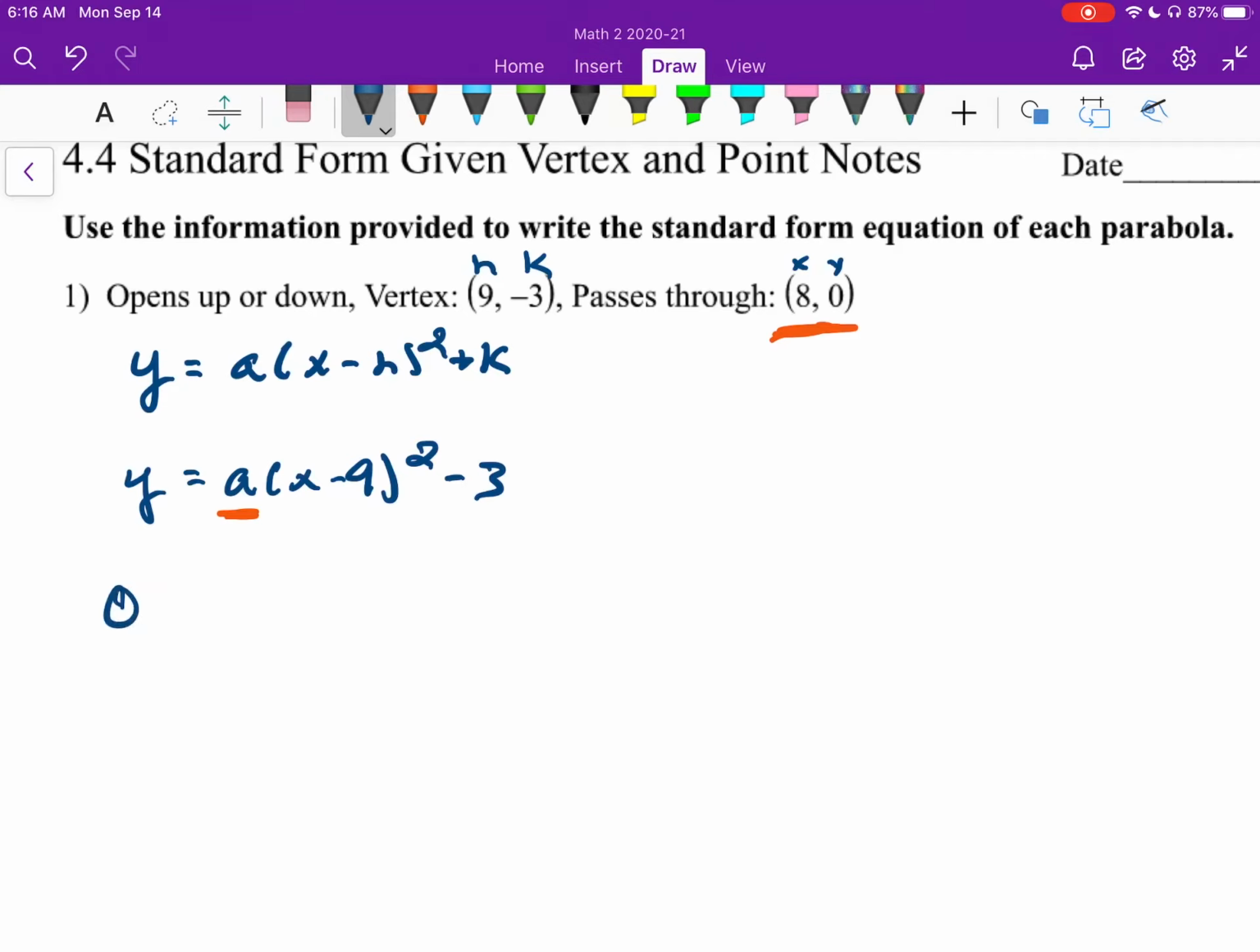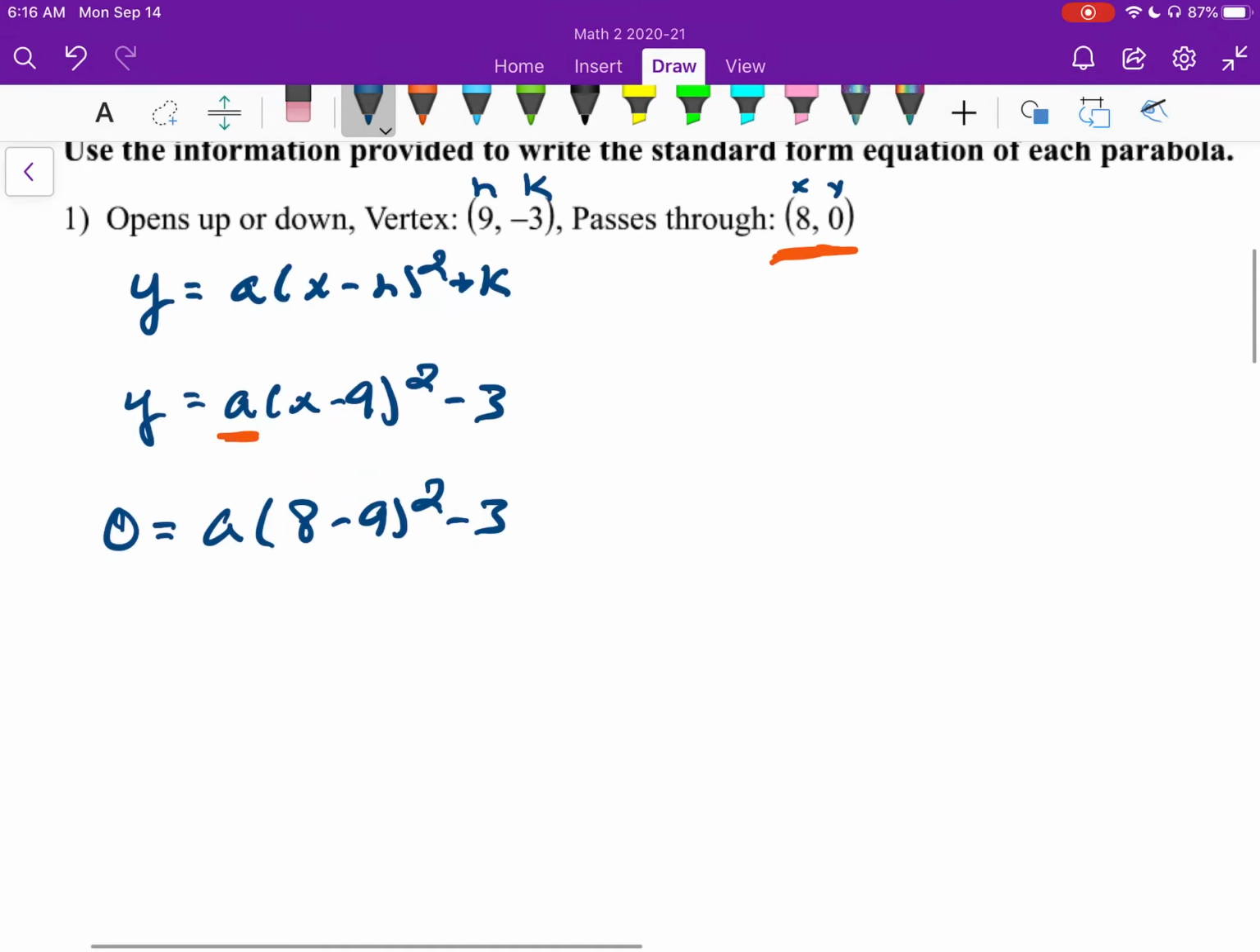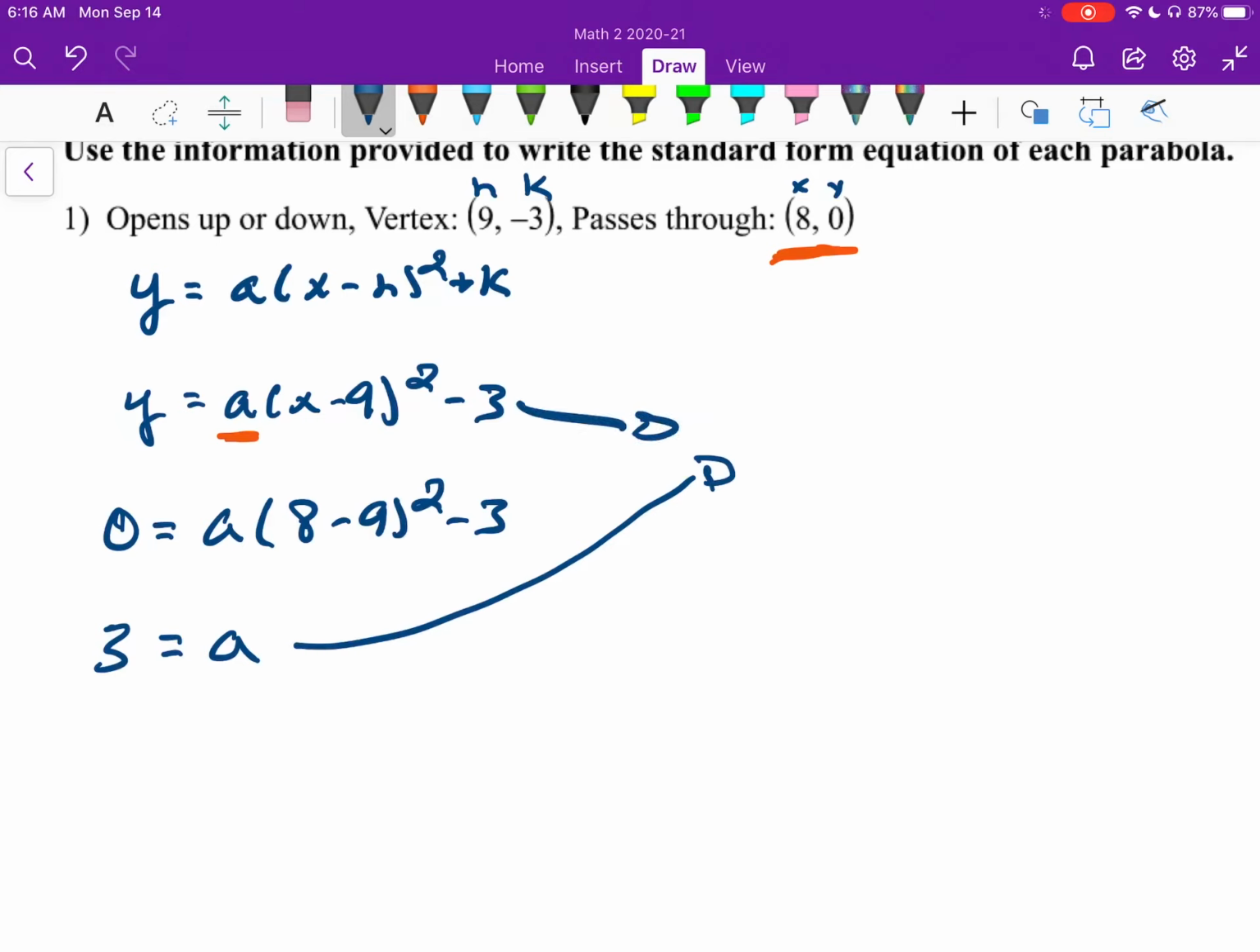So 0 equals a(8 minus 9) squared minus 3. So 3 equals, that's going to be 1a, or we could just say a. So I could take this over here, and I could take this guy and say, well, y equals 3(x minus 9) squared minus 3 at the end. Yeah, minus 3.